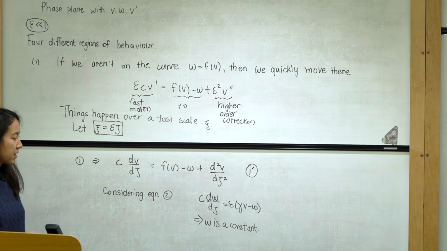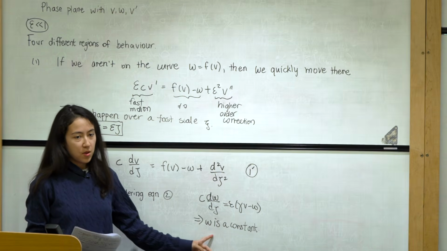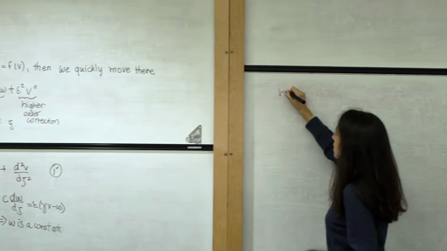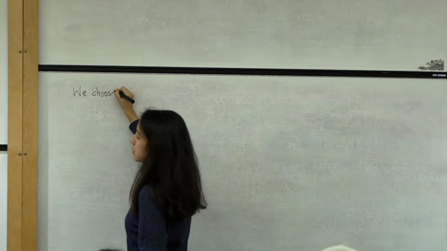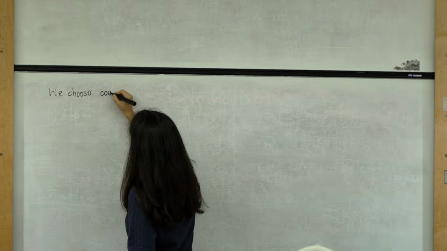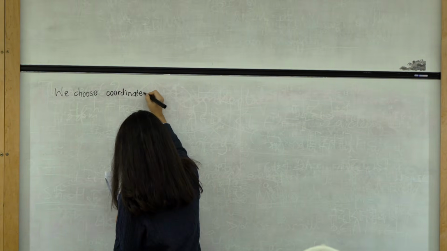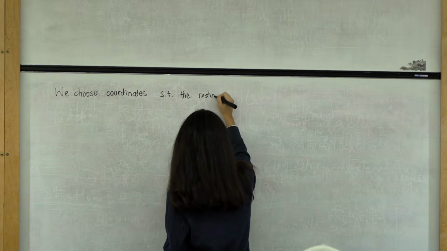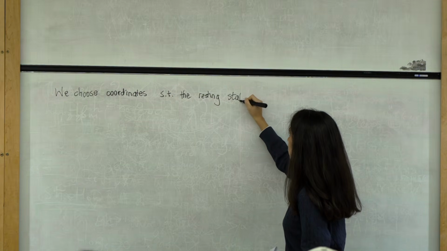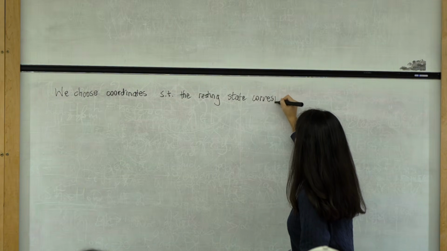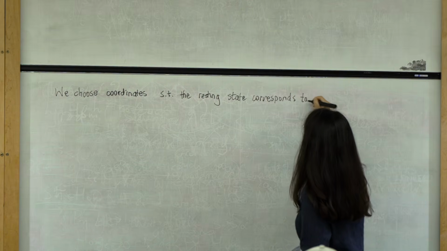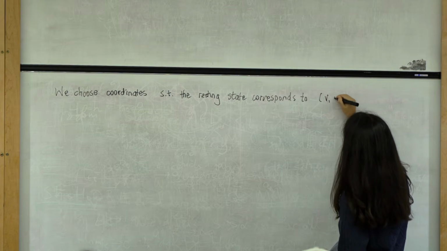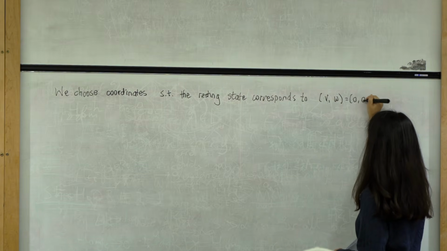I mentioned during the last lecture that W will be 0, but someone asked me after, so I will tell you again why W will be 0. Here we chose coordinates from the non-dimensionalization such that the resting case corresponds to V and W at 0. So it's some shifted coordinate system.